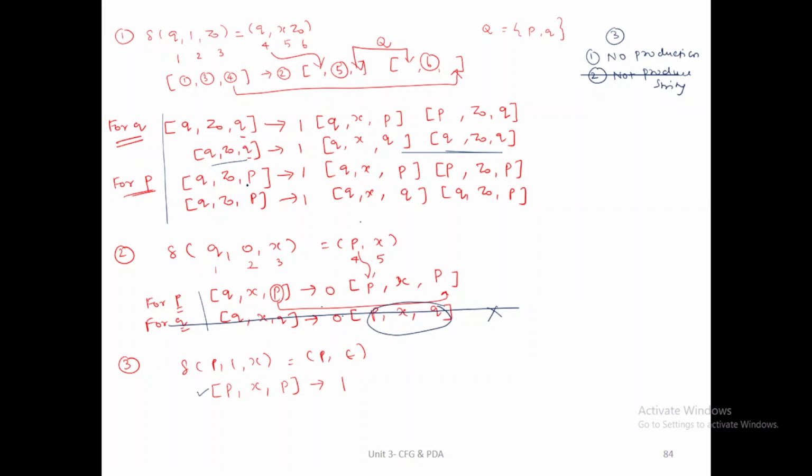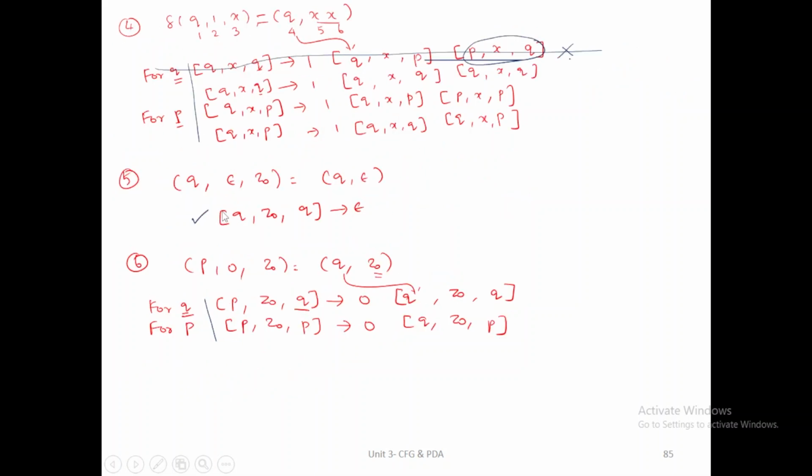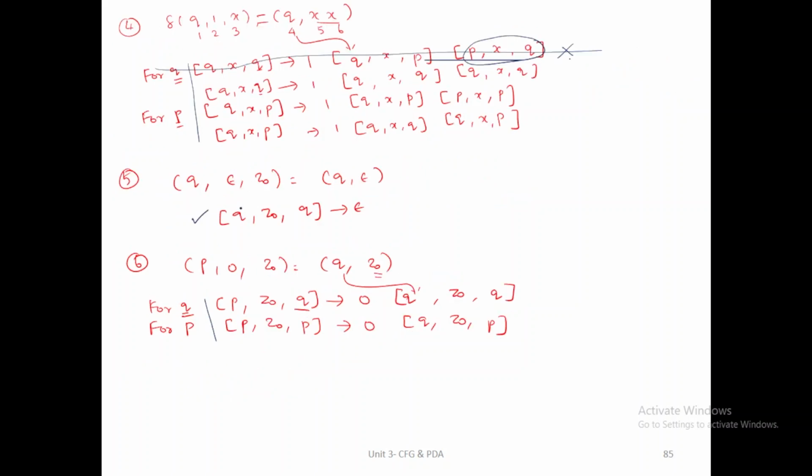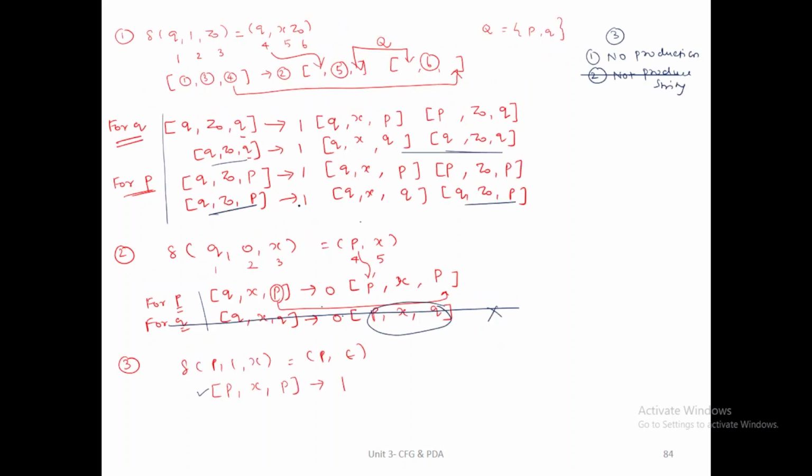Then I want to check the remaining productions. QZ0P, it is not available here. QZ0P, it is available here. QZ0P. Then I want to check whether QZ0P is available here. So I want to check other notations for this production. QZ0P is not available. So I consider this the second type.